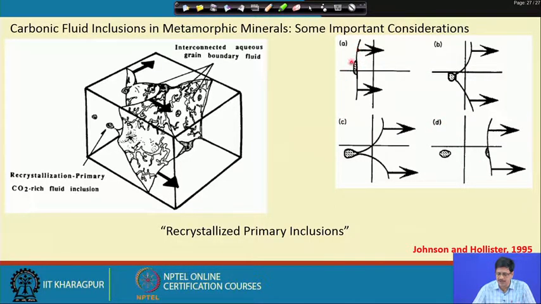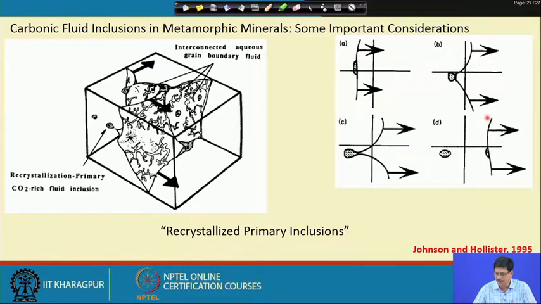If this was the original situation, where there is an aqueous carbonic or carbonic fluid entrapped here, then during the grain boundary migration, because of energetic considerations, this particular grain boundary cannot migrate just across this carbonic inclusion at the beginning. And at the end, when this grain boundary has migrated and undergone recrystallization to a polygonal grain, this particular carbonic inclusion is left. So, this carbonic inclusion remains within the grain interior as well as some part of it within the boundary.